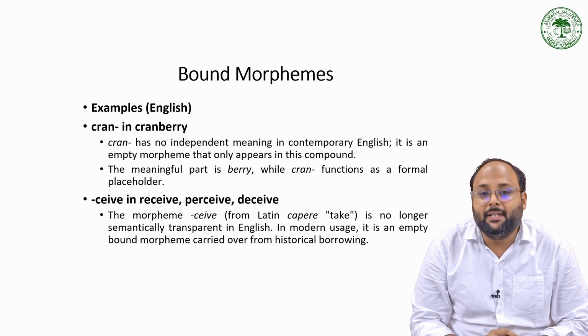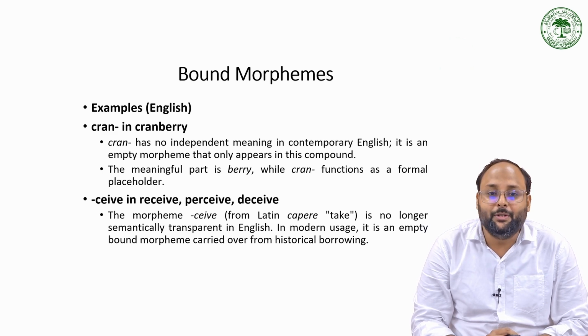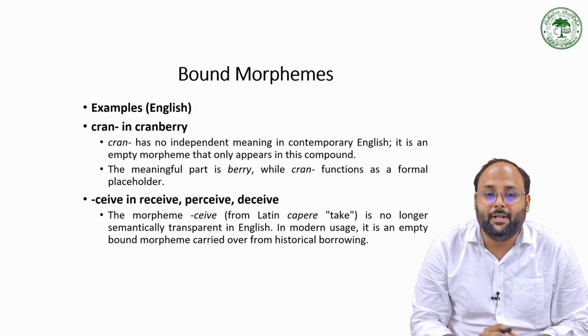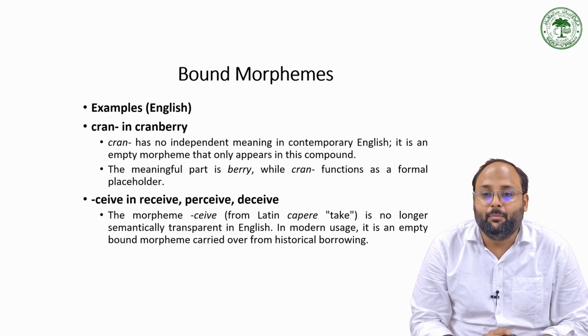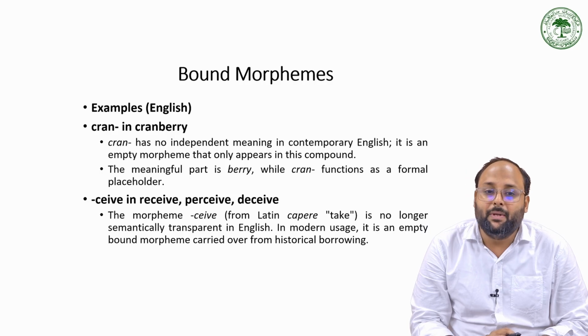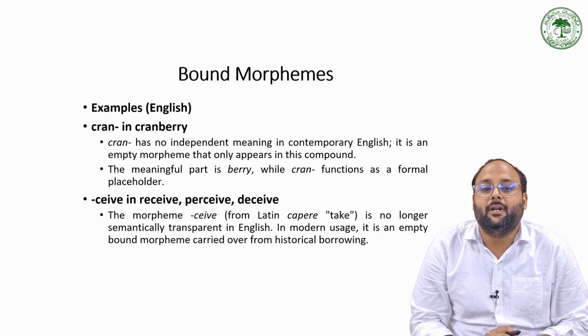We have another example of empty morphemes in English, like cranberry. In the word cranberry, the cran has only form, but there is no meaning in this particular cran, because in English it is an empty morpheme that only appears in the compound with the word berry. So it can be cranberry. Cran functions as a formal placeholder, but it does not give meaning. It can only occur as a placeholder in that particular example.